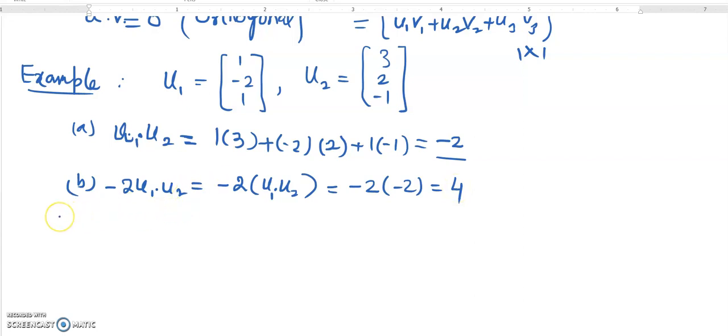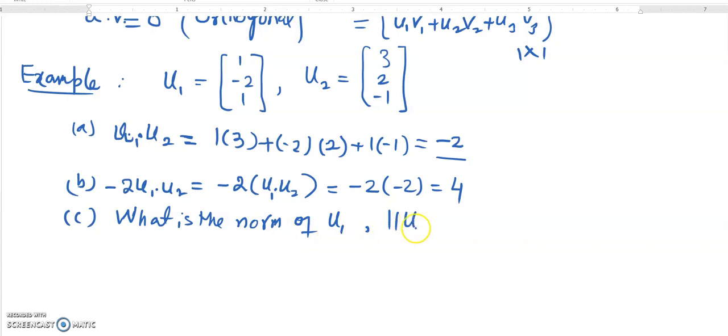Okay, the third is in part C, what is the norm of u1? So what is the norm of u1? The norm of u1 is represented by two double lines on both sides.